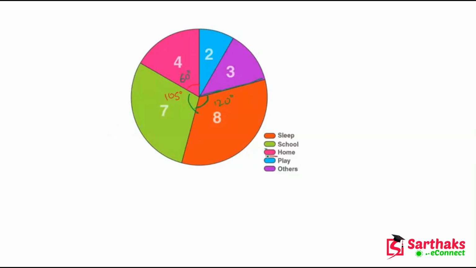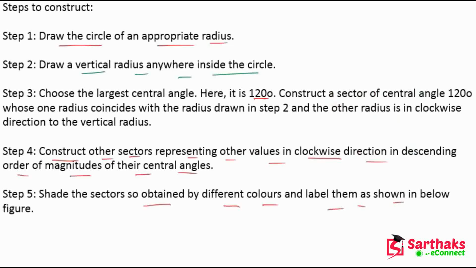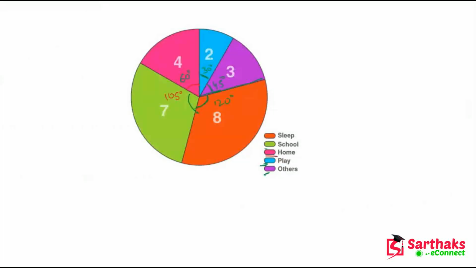I hope you understand these things. Now this color represents play. For play, a boy spent 2 hours, and the central angle is 30 degrees. Now this color represents others, and a boy spent 3 hours for other activities, and the central angle is 45 degrees. So my dear friends, I hope you understand how to draw a pie chart.